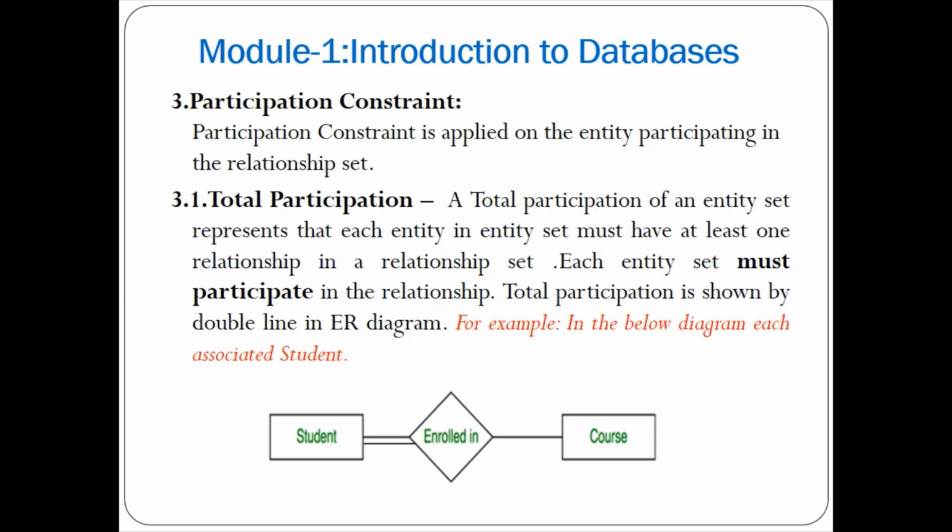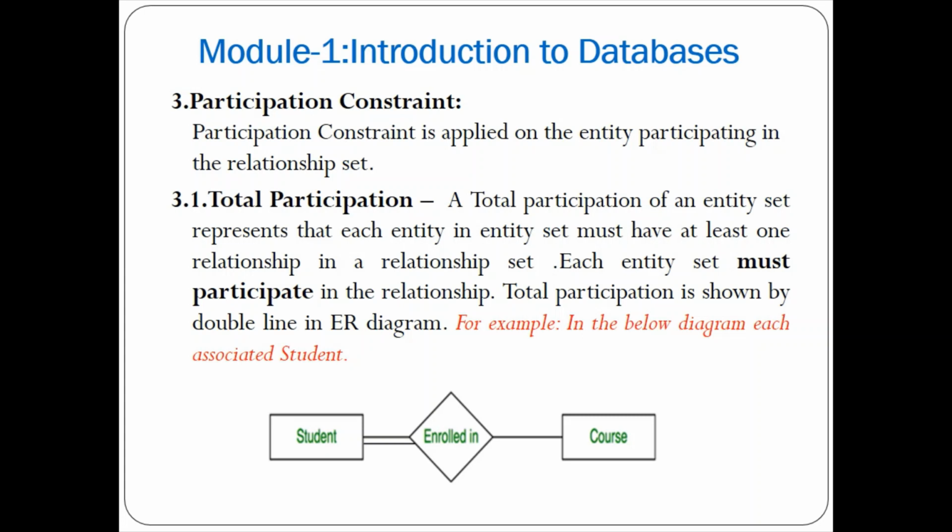Let us take an example: student and course. Here, each student must be enrolled in at least one course. That is mandatory. The double line between the entity set student and the relationship set enrolled in signifies total participation.